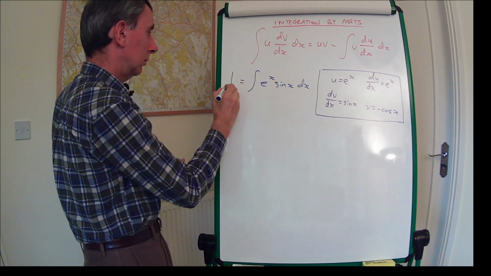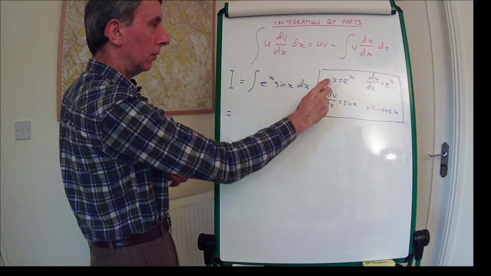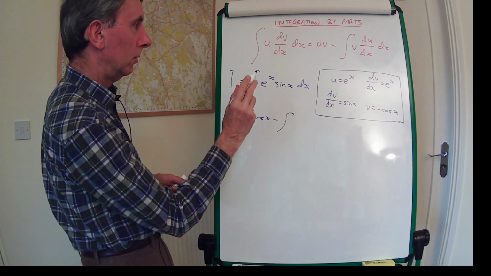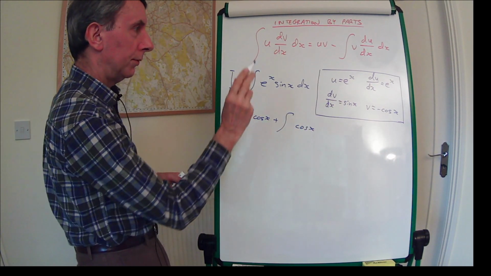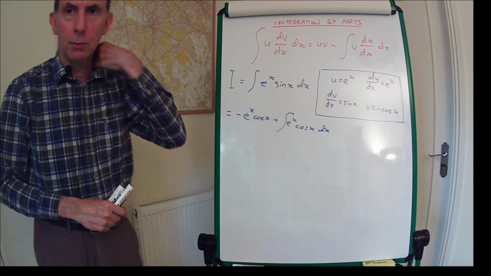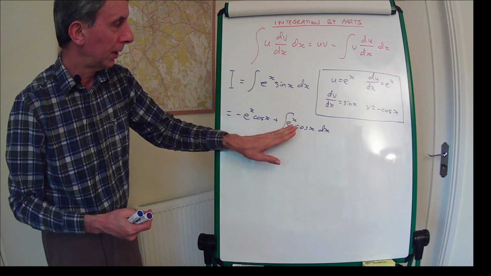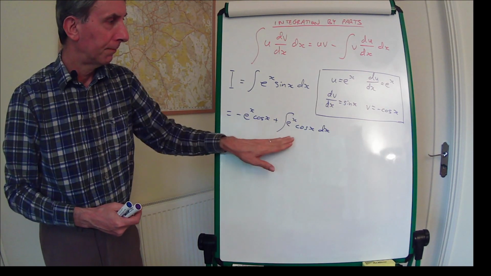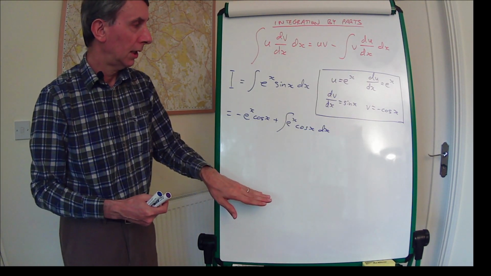This is my integral, let's call it capital I, that I'm trying to find. The integral of u dv by dx is u times v, so that's minus e to the x cos x, minus the integral of v du by dx, that is minus cos x times e to the x dx. Now, at first glance, you think that doesn't really help me very much, because I've still got an integral that I can't solve, or I'm going to have to use integration by parts again. But the nice thing is that I tried to integrate e to the x sine x, and I've got an integral involving e to the x cos x. I've just got an instinct that if I do integration by parts on this integral, I might get back to e to the x sine x, and that might be quite helpful.